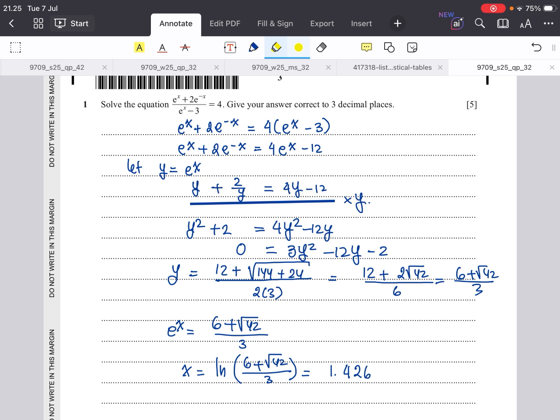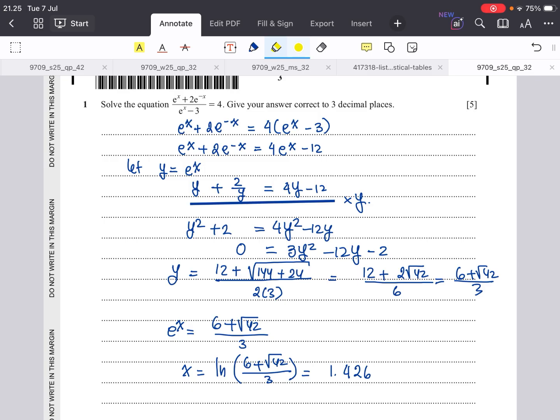So we have a quadratic equation in terms of y. And then using the quadratic formula, we can find the value of y. There are two values of y, but we can only use the positive value of y. So the only value of y that we can use is (6 + √42) / 3.